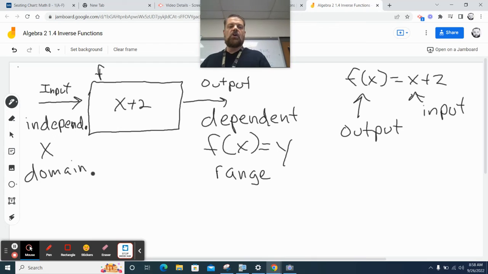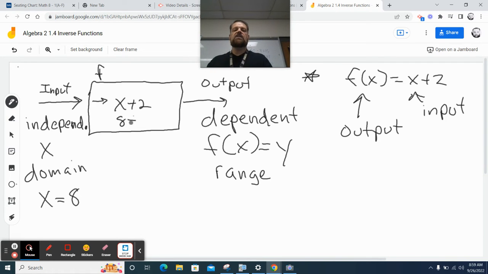Right. So the domain and range, that's important. So this whole thing is a function, and so let's play around with this a little bit. Pick out a number that I'm going to plug in for my input. 8. So we're going to say x equals 8. That goes into my machine.